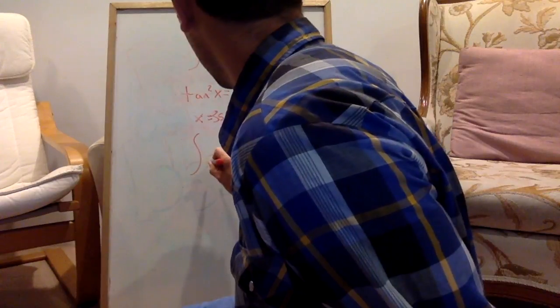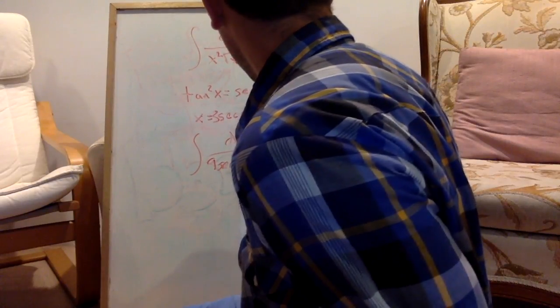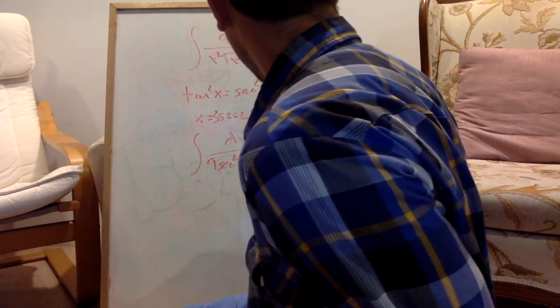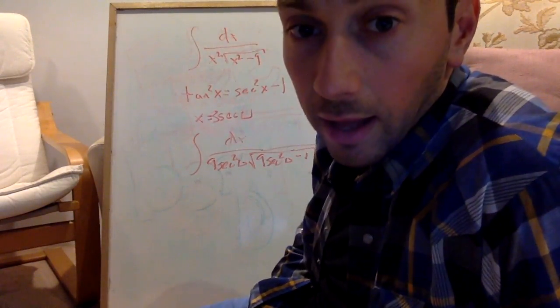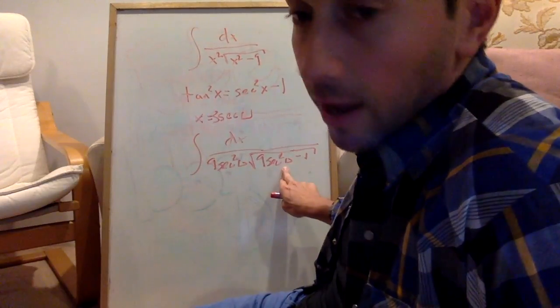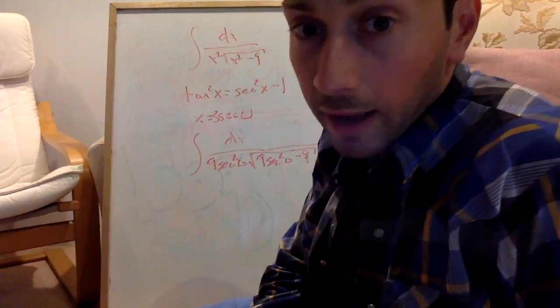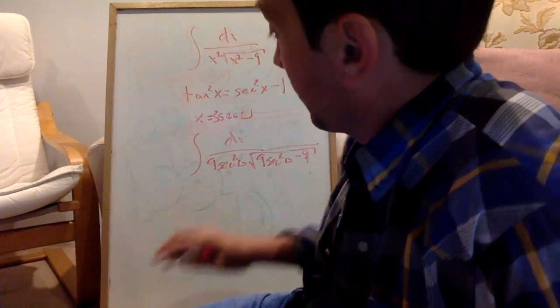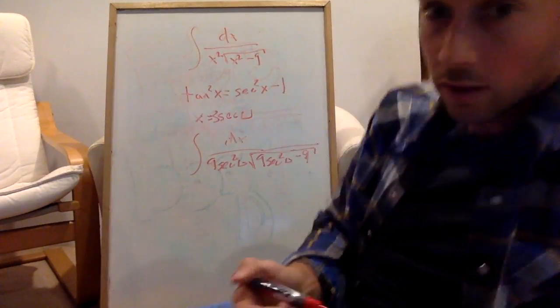Dx over 9 secant squared u, root 9 secant squared u minus 1. So I squared this one and that one. Oh, minus 9. Now, I have another problem, and that problem is this dx. I need to make it into du.